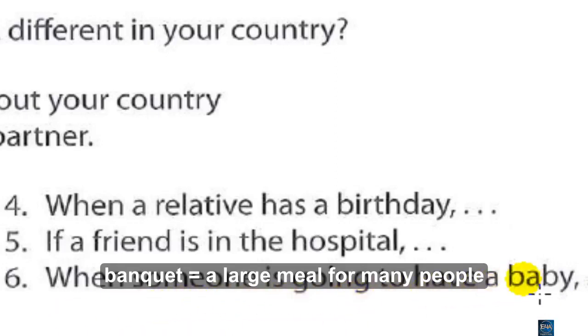When someone is going to have a baby, you're supposed to make a banquet. A banquet, which means, of course, a very big lunch or dinner.